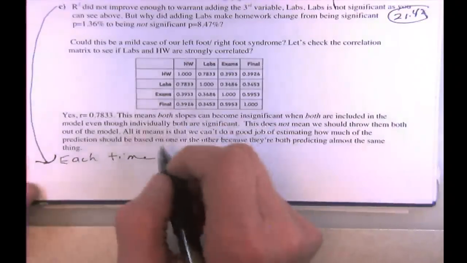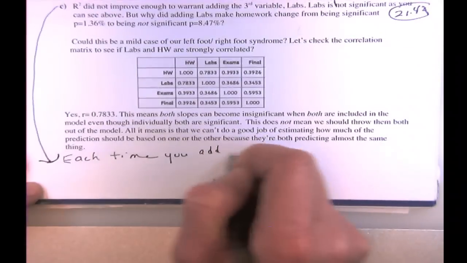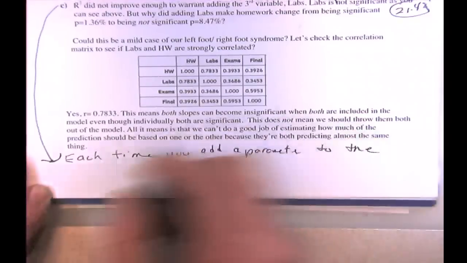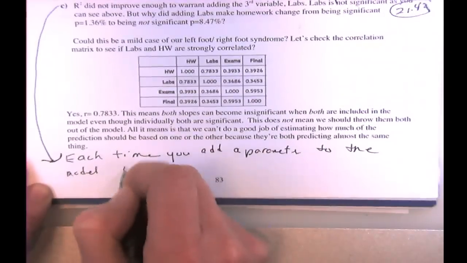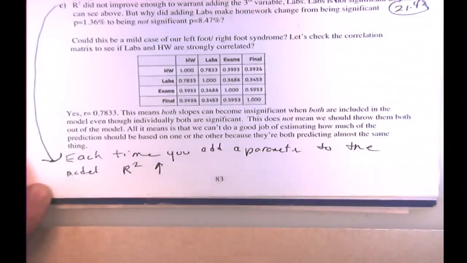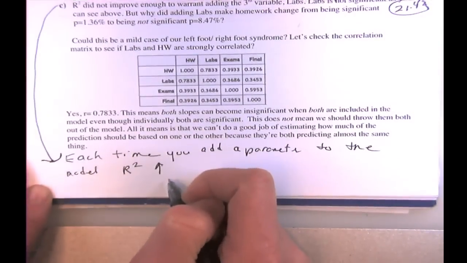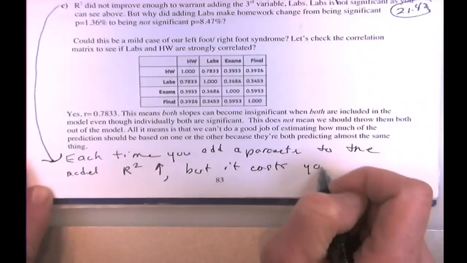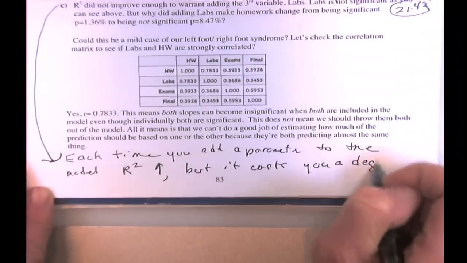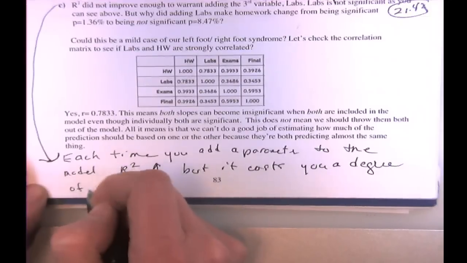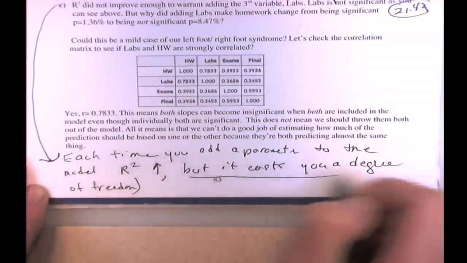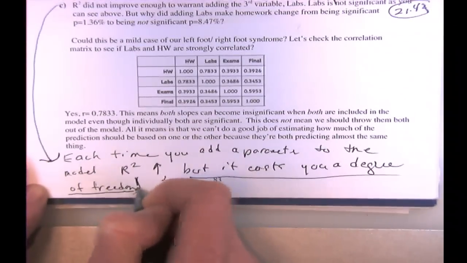Sorry. So each time you add a parameter to the model, r squared does go up. So checking r squared is not going to help you unless you have the same number of parameters. But it costs you a degree of freedom. Okay, it costs you a degree of freedom! So you better add a parameter that's worth adding.